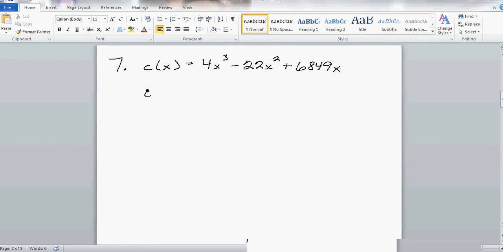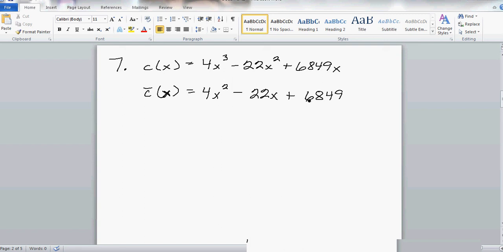Now in business, when we want average, or actually in math, when we want average, we usually put a bar over what we want to find the average of. So the average of the cost of x would be just this whole thing divided by x, because there's x things being made. So we can do that pretty simply. Let's take 4x cubed divided by x, that's 4x squared. 22x squared divided by x is 22x, and 6,849x divided by x is 6,849.